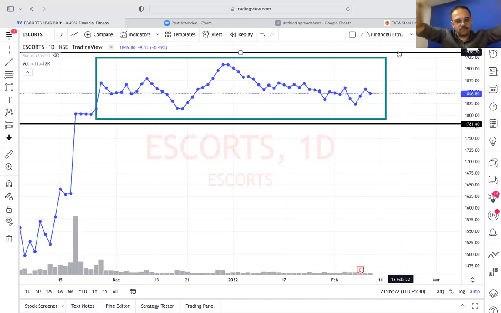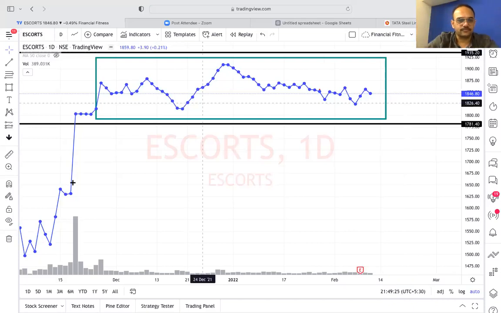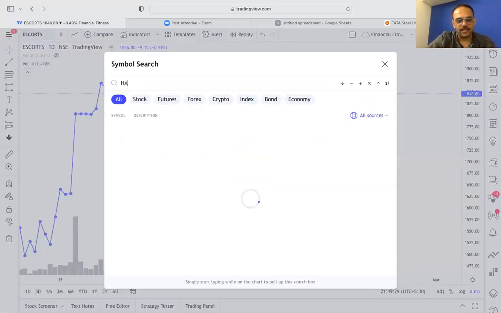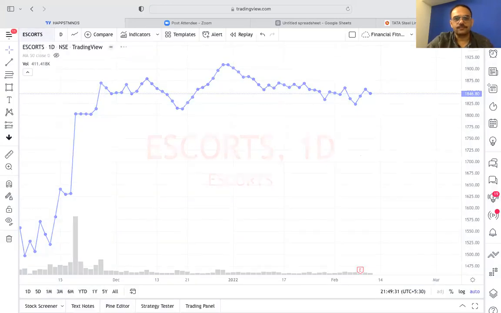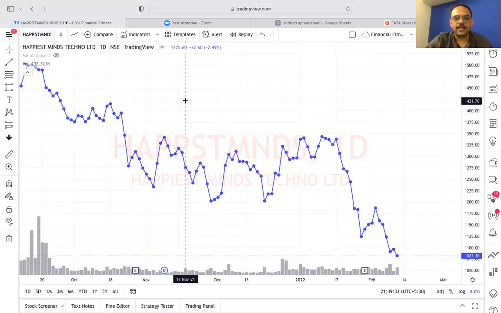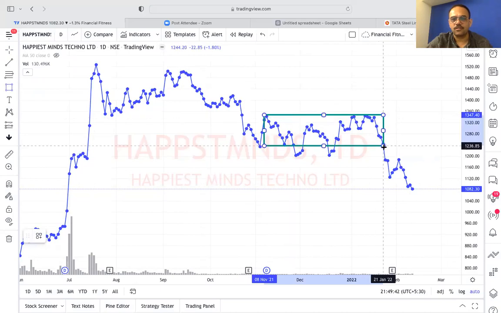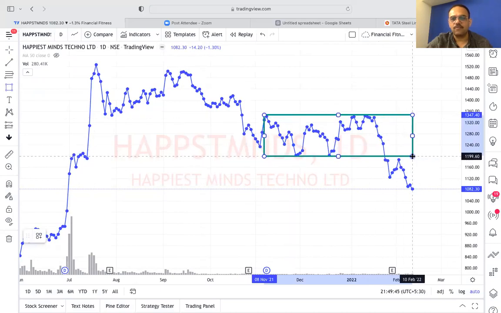Yes, Happiest Minds is also happening similarly. If you see, it has already broken out of the distribution. It was going sideways, sideways, sideways. This is the box, and now it has broken the box and gone down. So it was a sort of distribution phase.